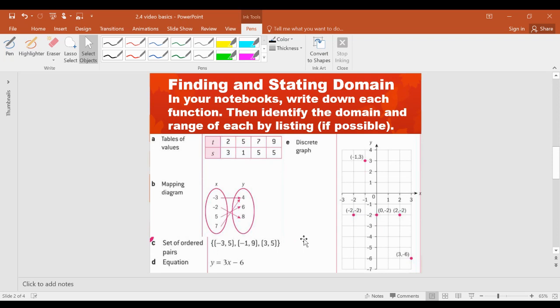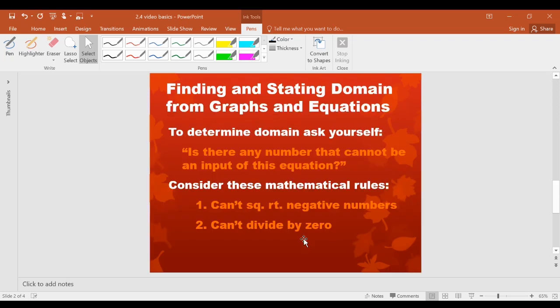Before we look at an example, though, I want to go over a couple of guidelines to guide your thinking through for these functions. When we're talking about the domain of a function in particular, really what we're thinking about is the answer to the question: is there any number that cannot be an input into this equation? So if you're looking at the equation and I'm asking you for the domain, that's the question you want to be thinking about. Are there any numbers that are not allowed?